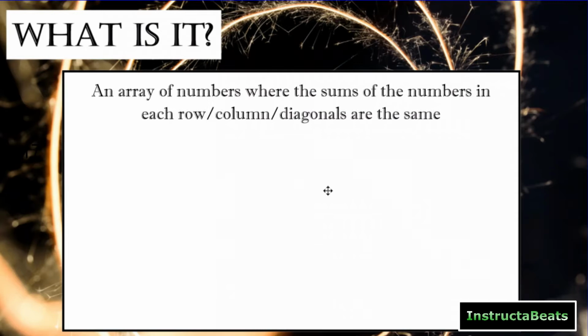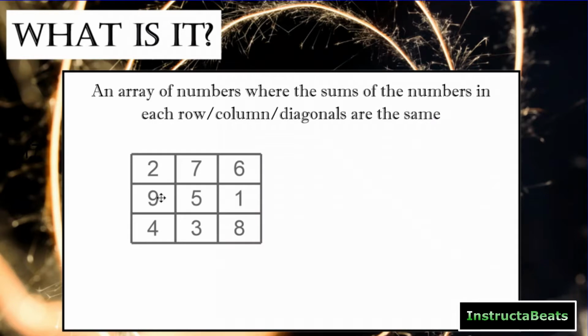What is it? A magic square is an array of numbers where the sum of the numbers in each row, column, and diagonal are the same. They can come in any size array, but typically the one you see the most is a 3 by 3 array.